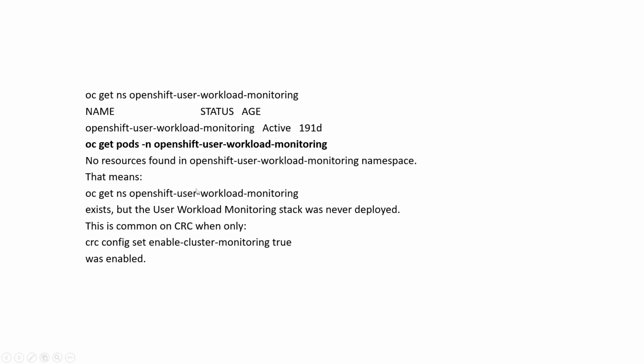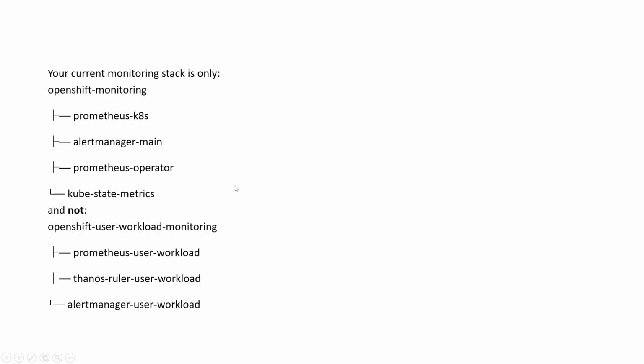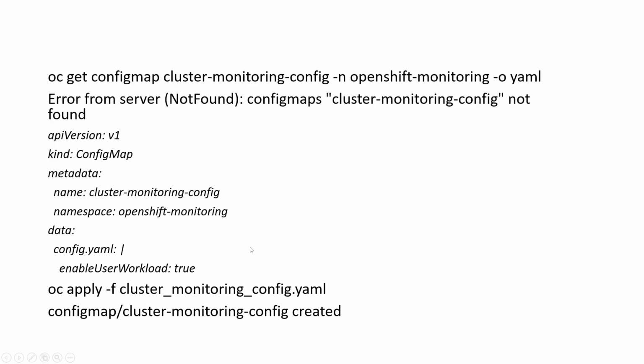After that, we will create a config map for our local workload monitoring. We already have the openshift-user-workload-monitoring namespace. For now we have Prometheus-k8s, alertmanager-main, Prometheus operators, and kube-state-metrics. Now we need Prometheus user workload, Thanos user workload, and Alertmanager user workload. So this is the config map that we'll be creating, and it will be enableUserWorkload true.